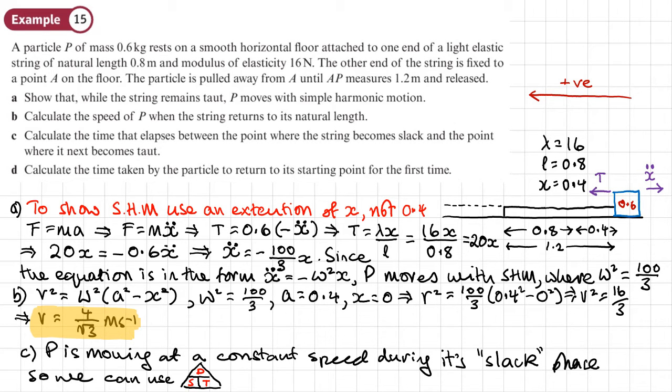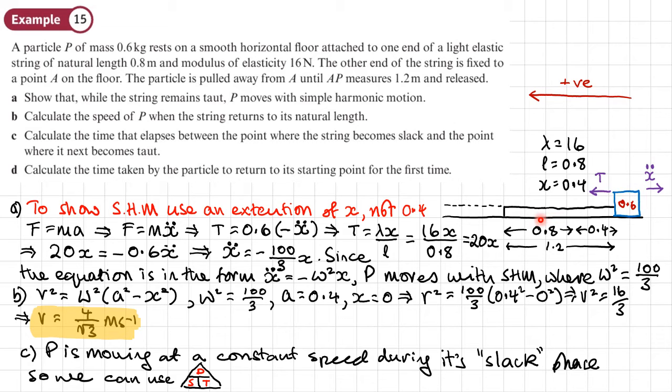Part C, we want to calculate the time that elapses between the point where the string becomes slack and a point where it next becomes taut. So let's look at our diagram and work out when that happens. Okay, so we've got this initial extension, and at this point it reaches its natural length, the string becomes slack, so it now moves at a natural speed.